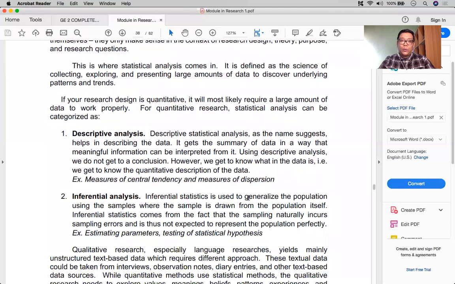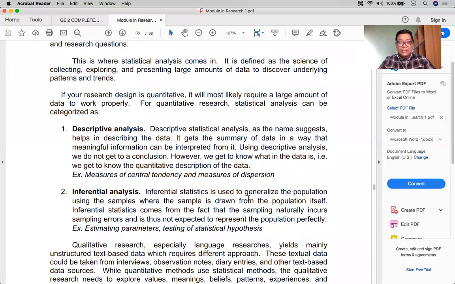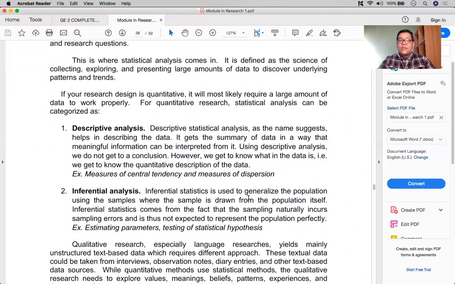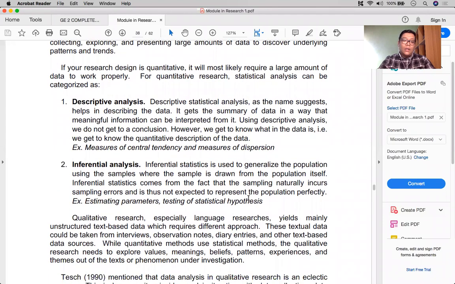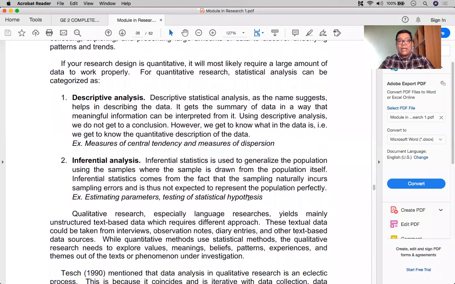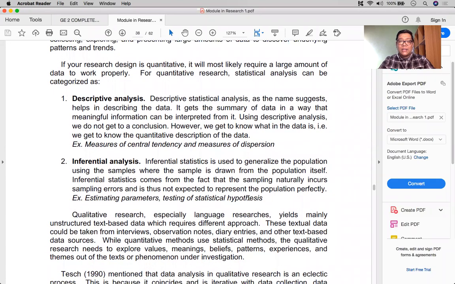However, if you are into hardcore analysis already or interpretation of your data, then you have to use inferential analysis or inferential statistics. This one is used to generalize the population using samples where the sample is drawn from the population itself. Inferential statistics comes from the fact that sampling naturally incurs sampling errors and is thus not expected to represent the population perfectly. Examples are estimating parameters and testing of statistical hypotheses, and we have a lot of inferential statistical tools that we can use, and I'm pretty sure those who are in the field of statistics can really help us in this.